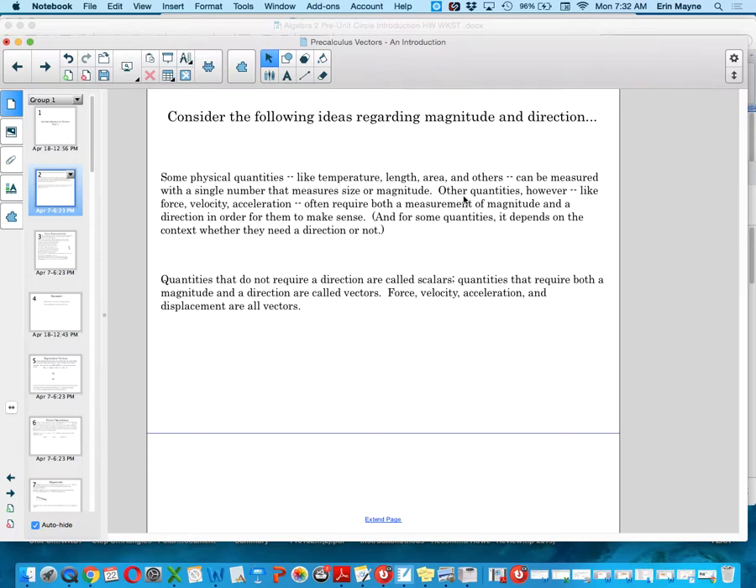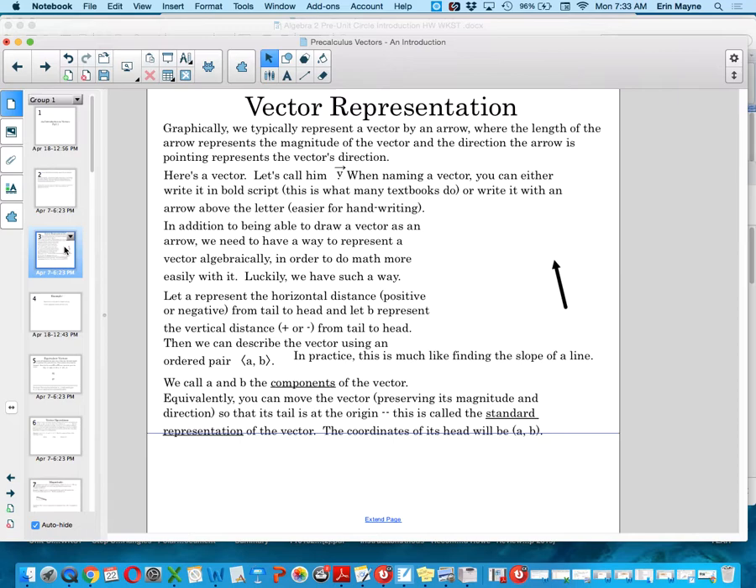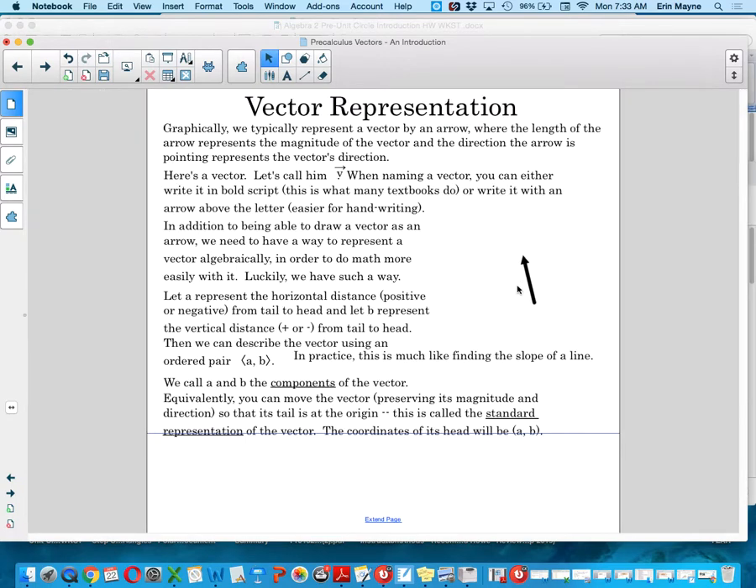But other quantities, such as force, velocity, acceleration, all of those require two things, both a size and a direction. We're going to reference it as a magnitude and a direction. So to reference quantities that need two different representations, we're going to use a vector. Now, you would have already read this, hopefully, if you hit pause, but a vector is a way to represent the direction of an object as well as the size of that movement.